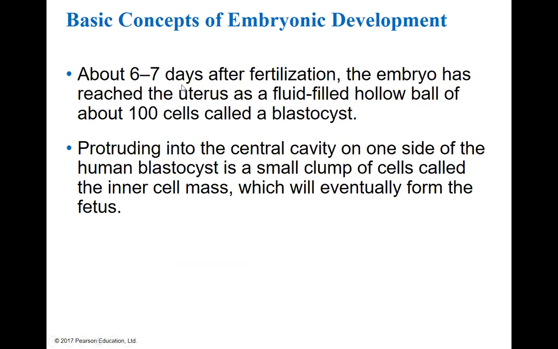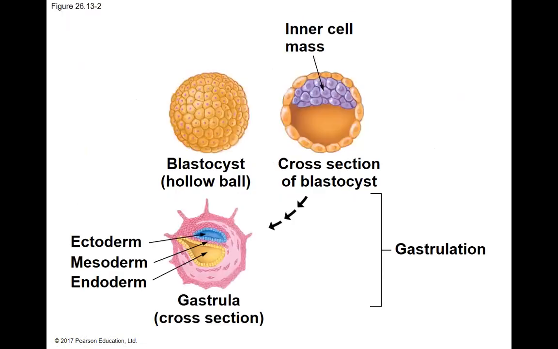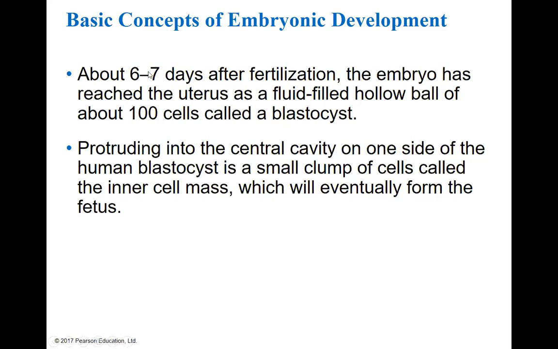So about 6 to 7 days after fertilization, the embryo has reached the uterus. Okay, so remember, it travels through the oviduct all the way to the uterus, and it's now a fluid-filled hollow ball of about 100 cells called a blastocyst. So here we are. So this inside is hollow, but it is filled with the fluid. It's not filled with cells. And then we have the inner cell mass, and then we have the outer layer of cells. So this then gets implanted, and so the inner cell mass will eventually form the fetus.